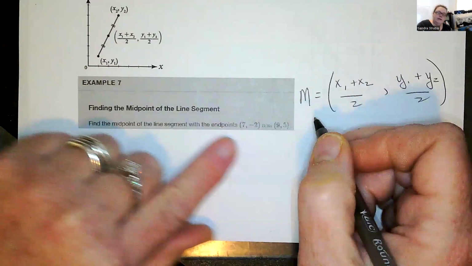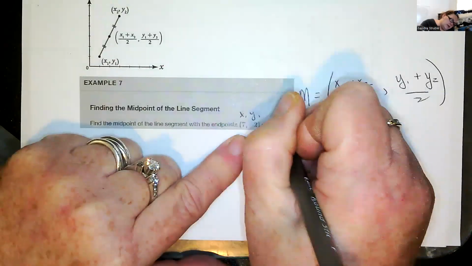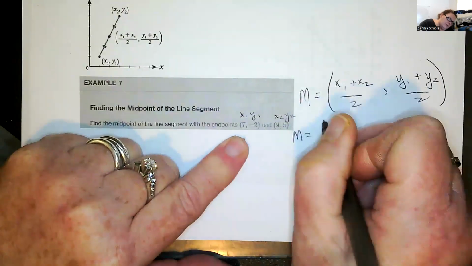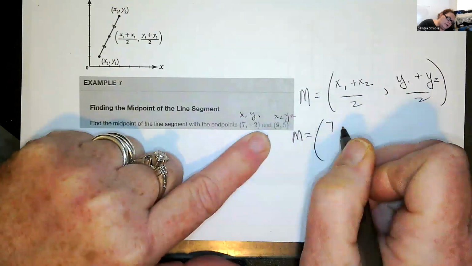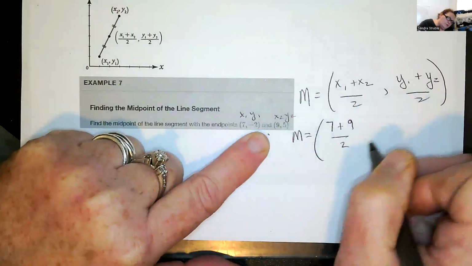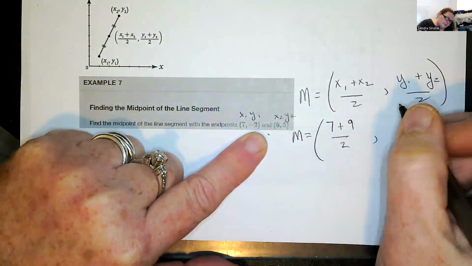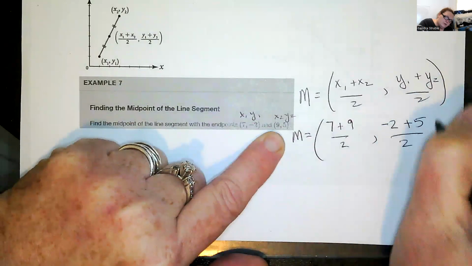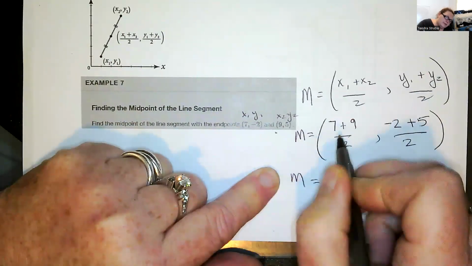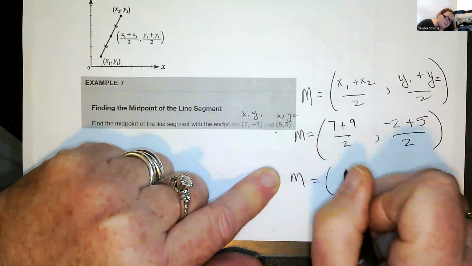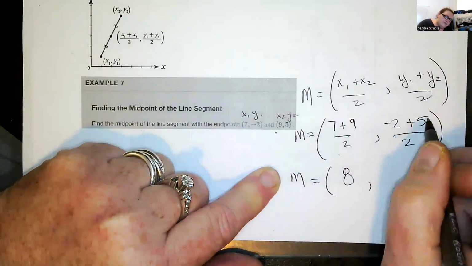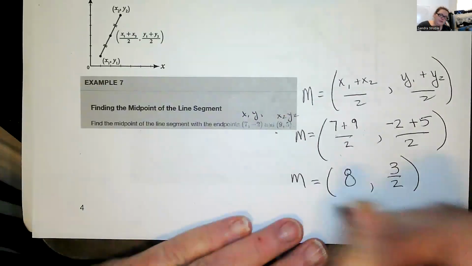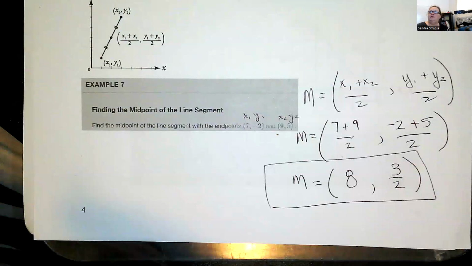So in this case, let's label them x1, y1, x2, y2. x1 is 7, and then plus 9 divided by 2, comma, and then -2 plus 5 divided by 2. So the midpoint is 16 divided by 2, which is 8. And -2 plus 5, which is 3 divided by 2. And there's our midpoint. You could say 1.5. Again, totally your call. It's the same thing.